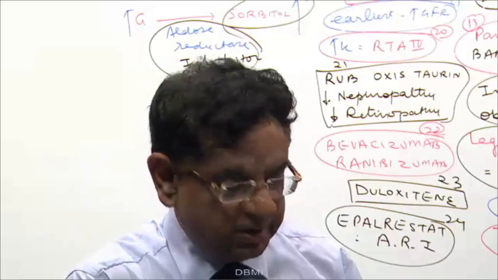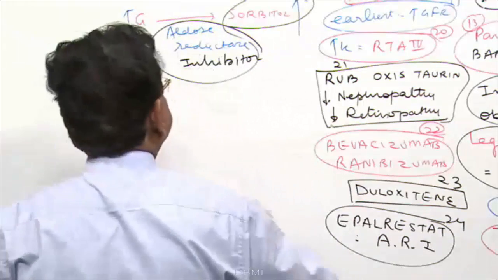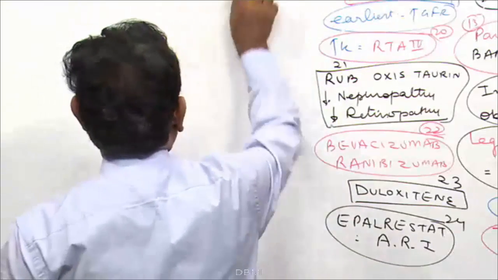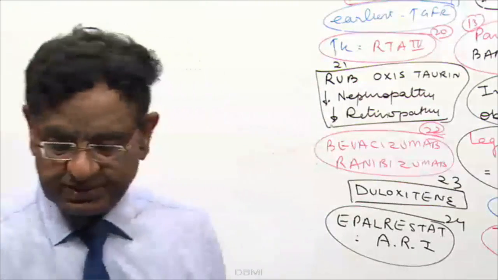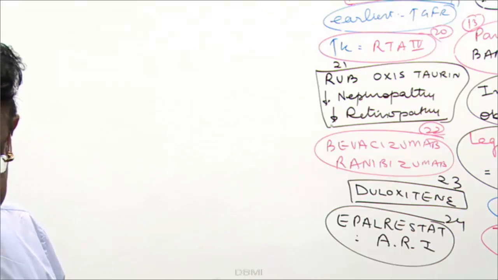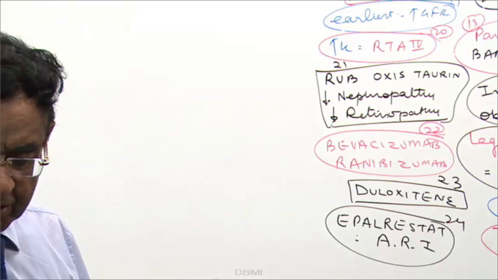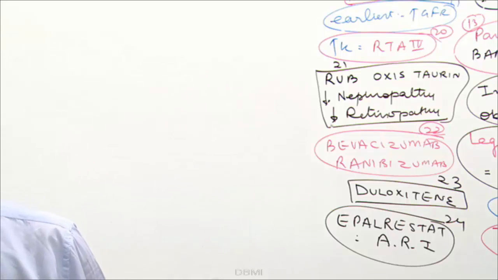So, okay, complications of diabetes, right? Now we move on to acute complications of diabetes. And in the acute complications, the first thing we talk about is diabetic ketoacidosis.